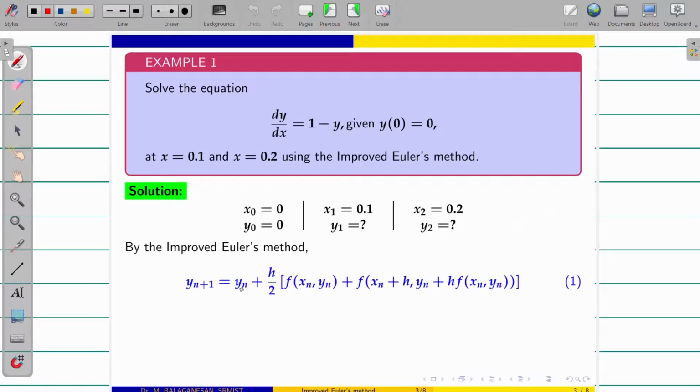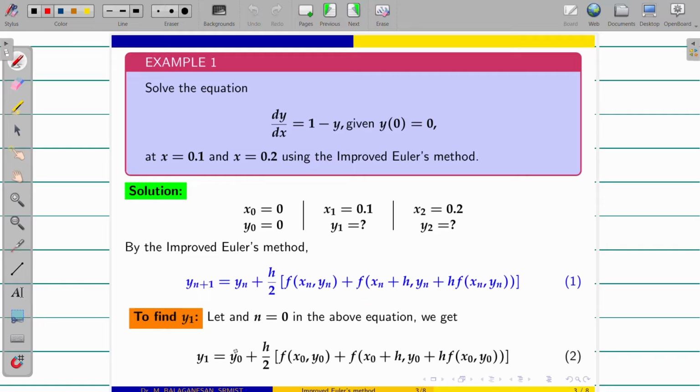yn plus 1 equivalent to yn plus h by 2 times twice of f of x and yn, you have to write. First place x and yn only. Second place in the place of xn plus h, in the place of yn plus h into f of x and yn. That's it. Now we have to find y1 and y2. So let n equal to 0. If you want to find y1, let n equal to 0. So we will get this.